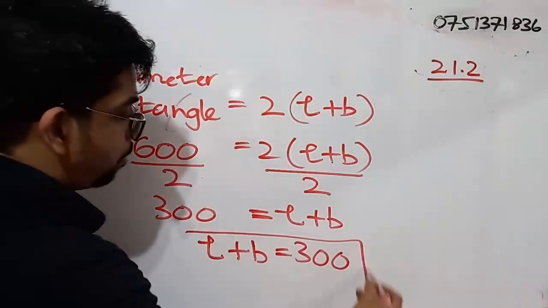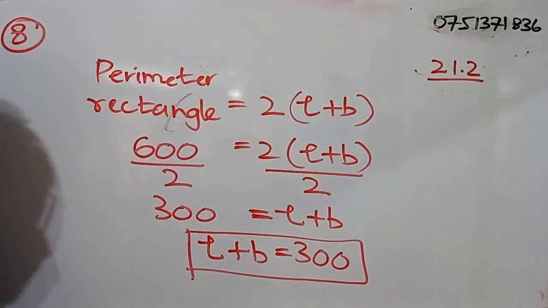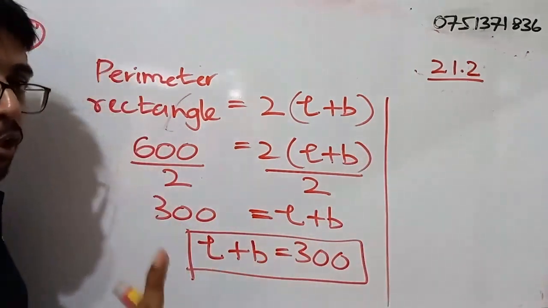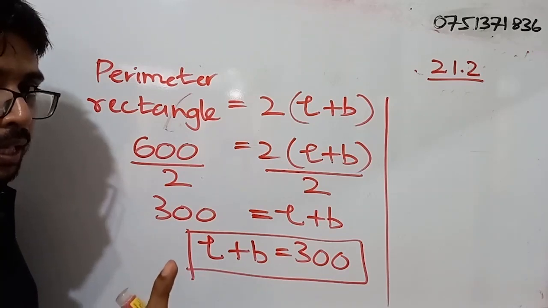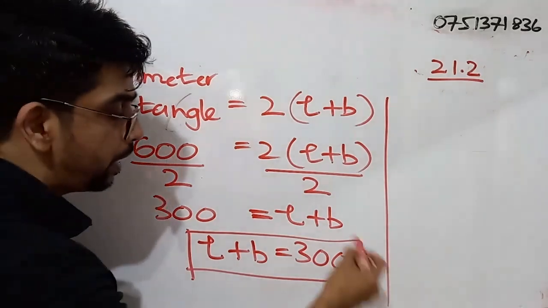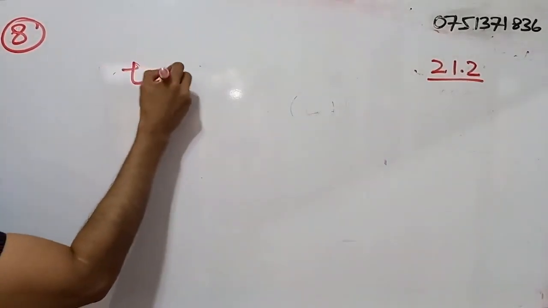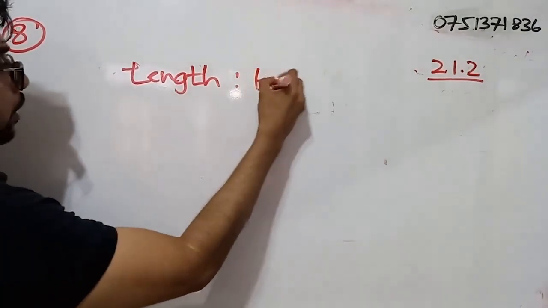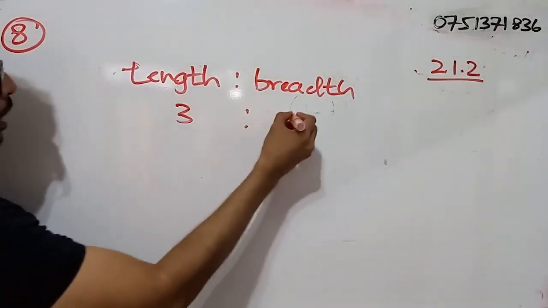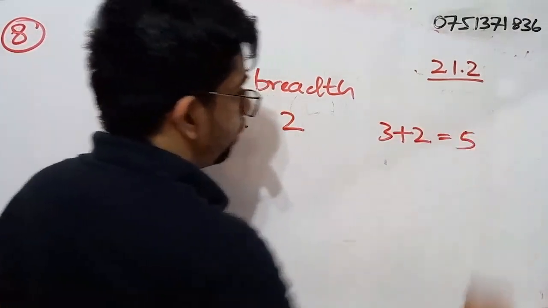So this is really important. Why? Since we are talking about a perimeter, and this is a ratio related question, we need to calculate the total number of parts. So unlike the other questions, here the total number of parts should be equal to 300, not to 600. So I'm going to write length to breadth. What is the ratio? 3 to 2. Now what is the total number of parts? 3 plus 2, which will be 5.